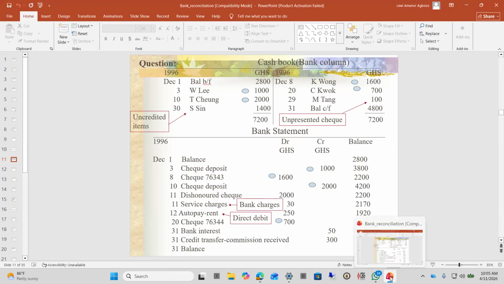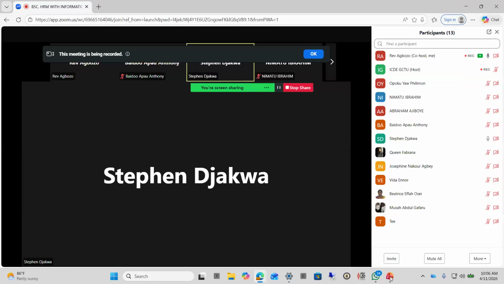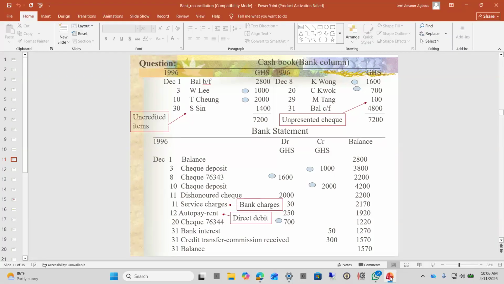Stephen, what does that mean over here with C quote? Yes, we were owing him at first, and for now we've settled him up. Okay, that's correct. Thank you, sir. Continue. And then on 29th of December is M tank, which is 100.